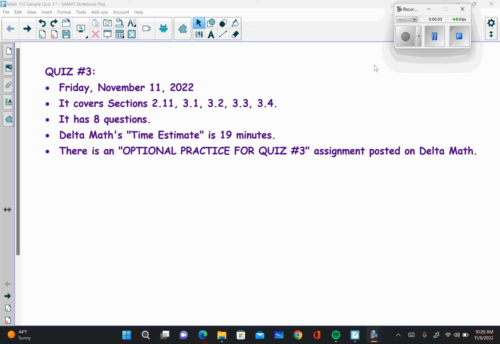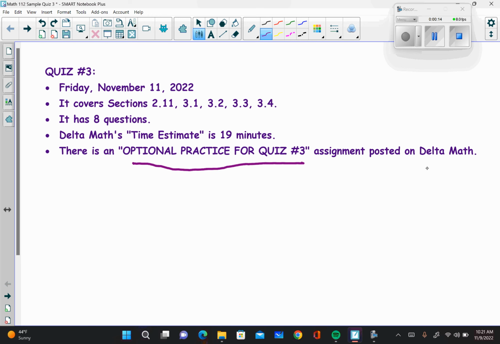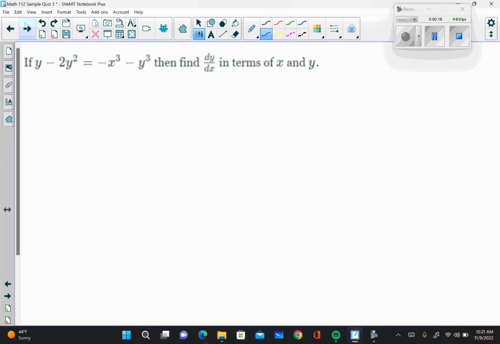Quiz 3 will be Friday, November 11th. It will have 8 questions. There's an optional practice quiz 3 on Delta Math. Here's the practice quiz that we did in class.